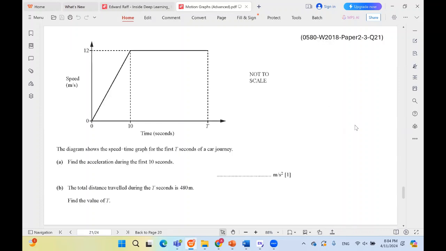The diagram shows the speed-time graph for the first t seconds of a car journey. Find the acceleration during the first 10 seconds. So for the first 10 seconds, everything is known. This point here is 0, 0. This point here is 10, 12. We want to get the acceleration, so we get the slope. 12 minus 0 divided by 10 minus 0. And this gives us 1.2 meters per second squared.